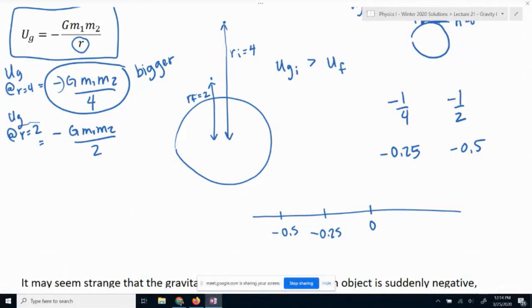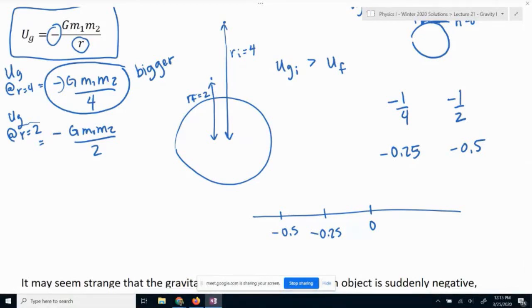So the whole idea here that I'm trying to explain is that the negative here is very important. Without the negative, as R gets bigger, the UG would get smaller, which is incorrect. We need the negative sign so that as R gets bigger, the UG gets bigger as well because it becomes less negative. Any questions? I can go over it again if anyone's unclear. It's clear. Okay, thank you.